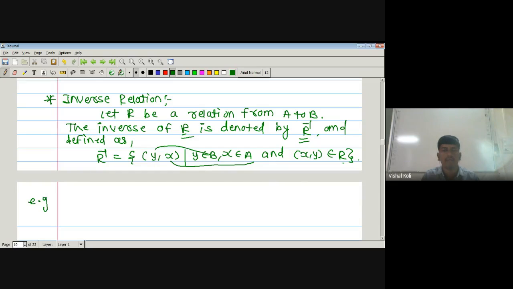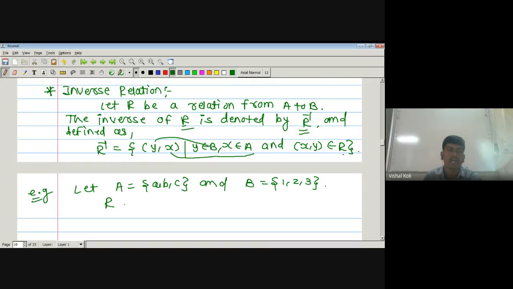For example, let capital A be a set which contains 3 elements small a, small b, and small c, and capital B be a set which contains the elements 1, 2, and 3. Now we will define one relation R. That is, relation R which contains the elements (a, 1), (a, 3), (b, 3), and (c, 3).